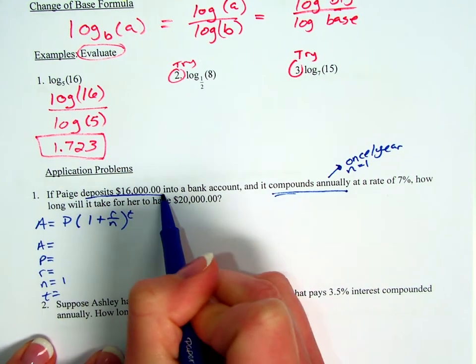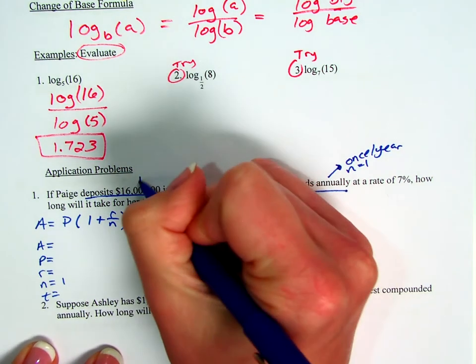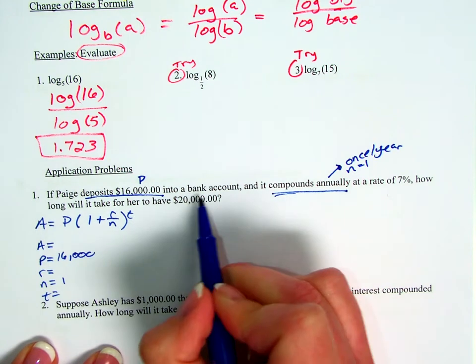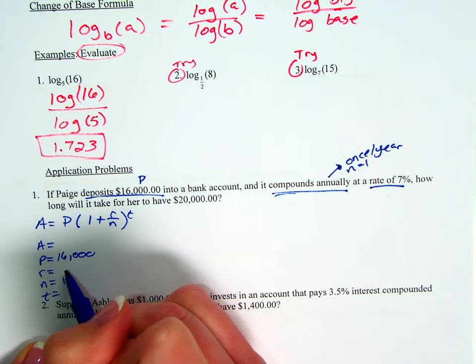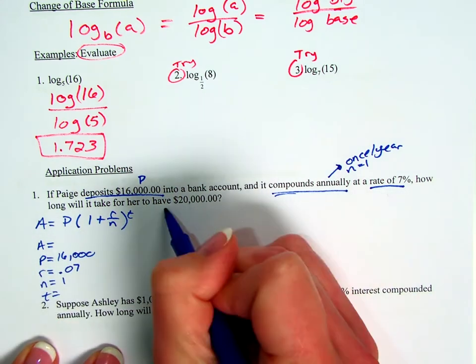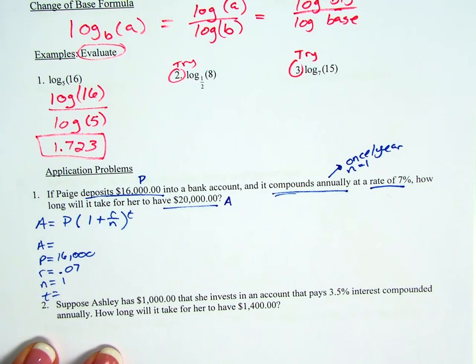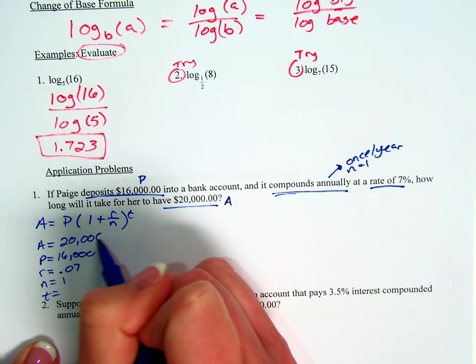So we need to decide what's my A, P, R, N, and T, and we already know N is 1. Paige deposits $16,000. That deposit is how much she's putting in initially, which is the principal, P. It compounds annually at a rate of 7%, so my R is 0.07. How long will it take for her to have $20,000? That's the amount she wants in the end, so that's the A. And we don't know the T.